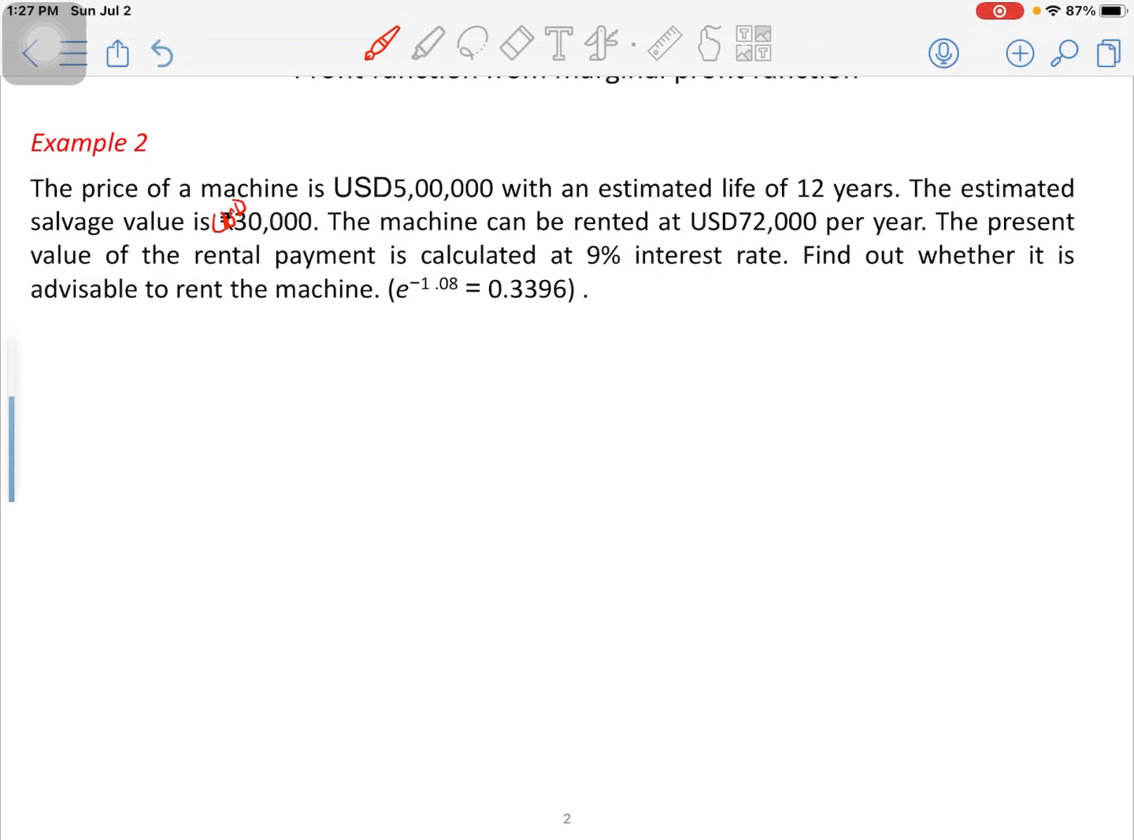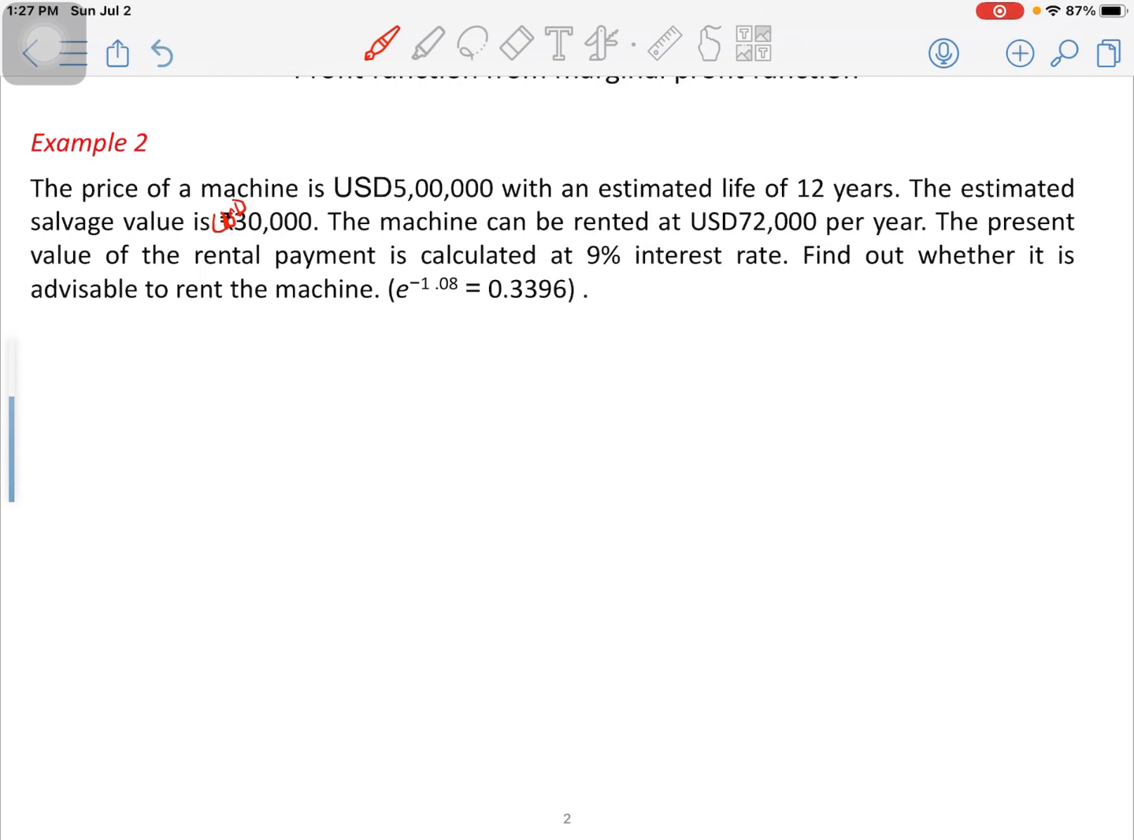So let's consider solving this question. The price of a machine is 500,000 USD with an estimated life of 12 years. The estimated salvage value is 30,000.